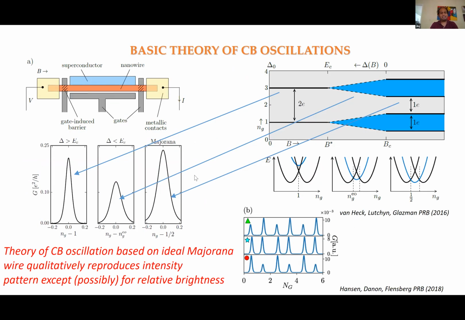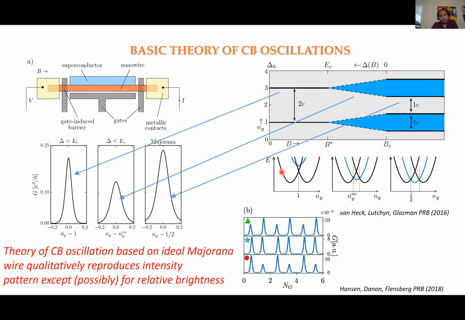The basic theory for how this works is as follows. I have this nanowire in the Coulomb blockade regime, and then I have two leads on the left and the right side, and I'm basically transporting current from the left to the right lead.